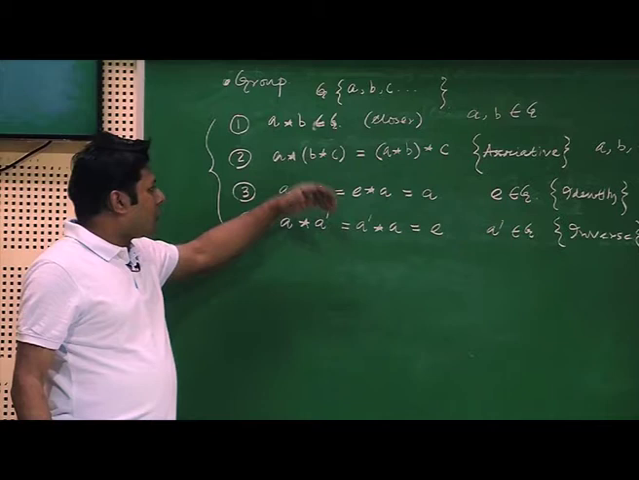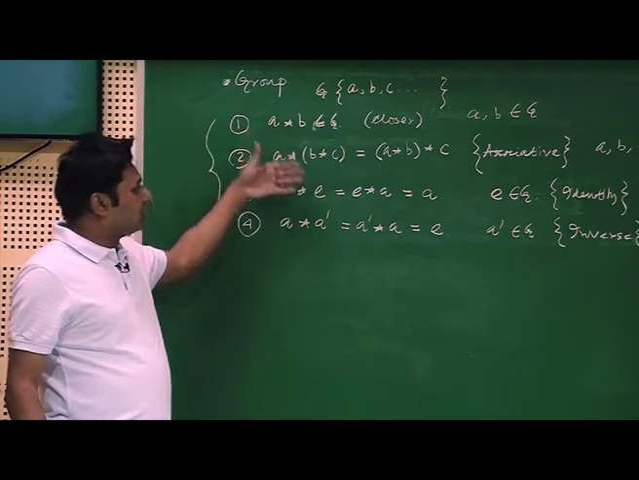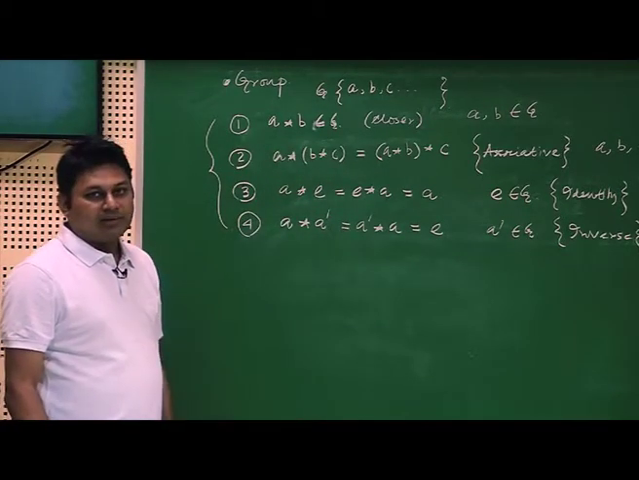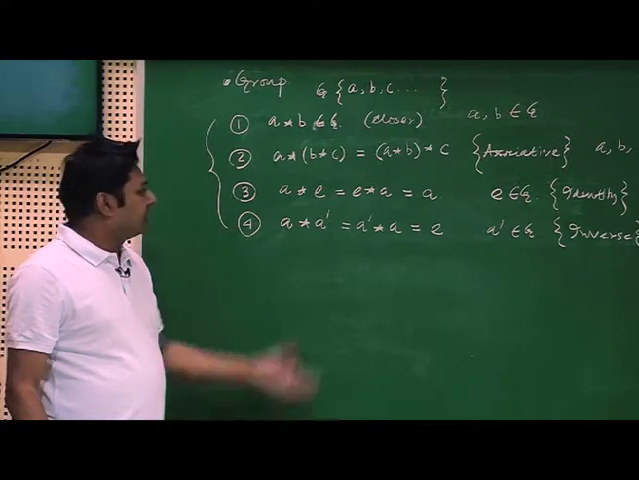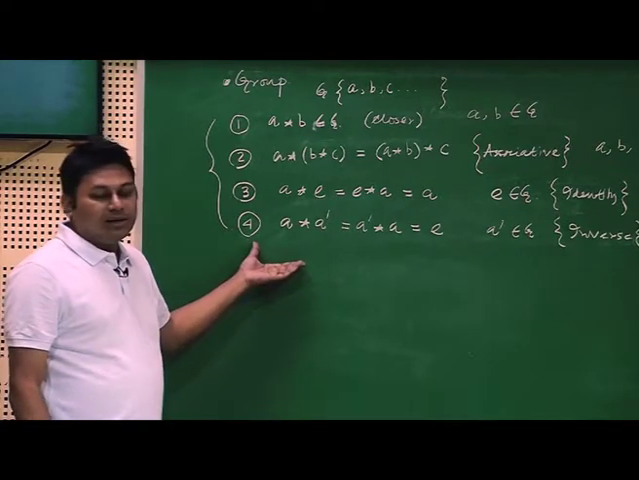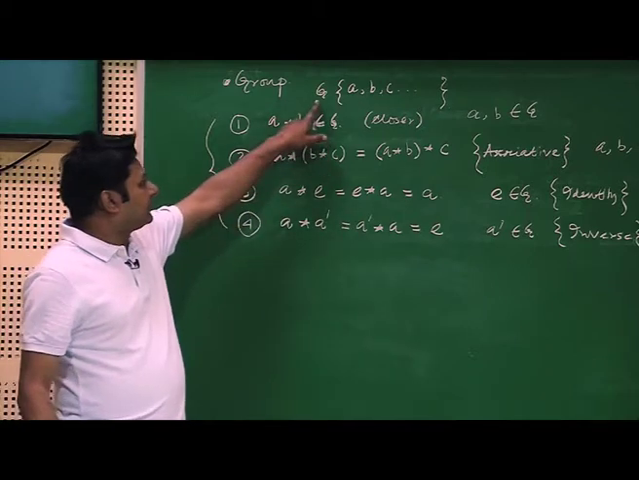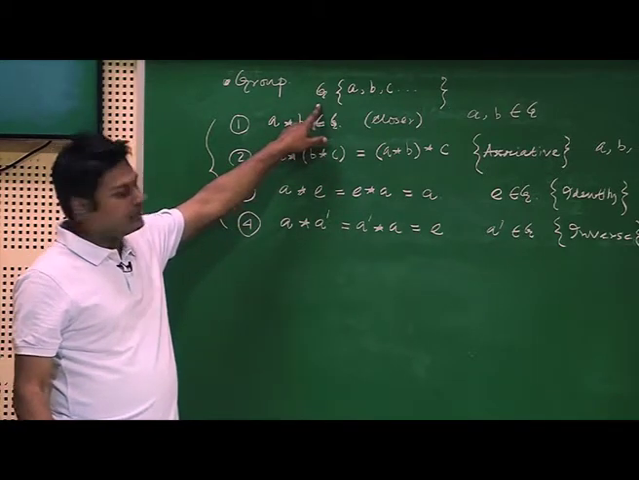Now, if these 4 properties are satisfied, I have defined a binary operation, I have defined a group, and now I operate this binary operation and check whether these 4 properties are satisfied or not. If they are satisfied, then I must say that this particular set G forms a group.